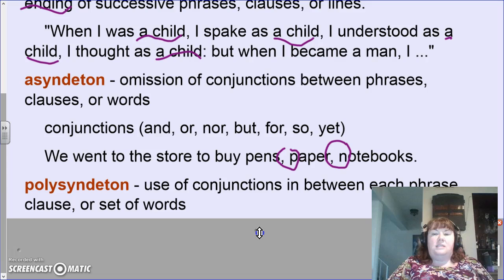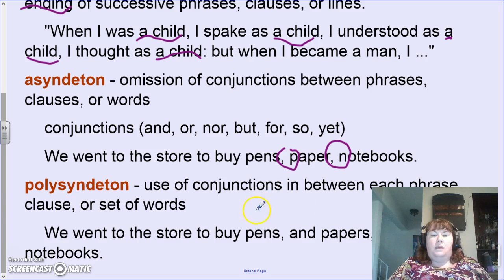is polysyndeton. So a polysyndeton is the opposite of an asyndeton. This one is not in the textbook, so this is one I'm adding. So make sure you definitely get the definition for this in your notes. It's the use of conjunctions in between each phrase, clause, or set of words. So this is every single time where I have these holes would be a conjunction. So let's look at the sample here.